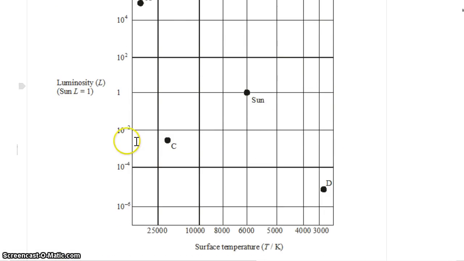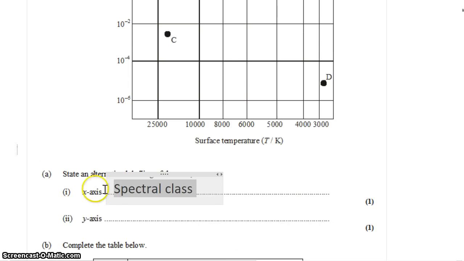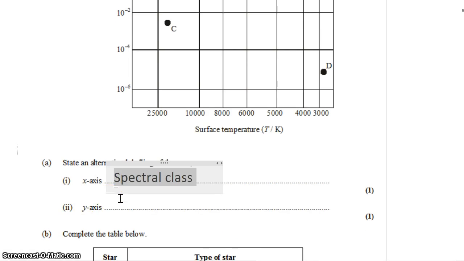For the y-axis, we have the luminosity at the moment. What else is tied to luminosity? Well, the brightness of the star. Not the apparent brightness necessarily, because that will also depend on how far away we are from the star, but the absolute magnitude will depend only on the luminosity.